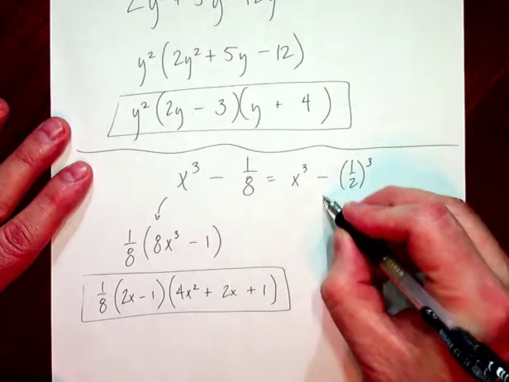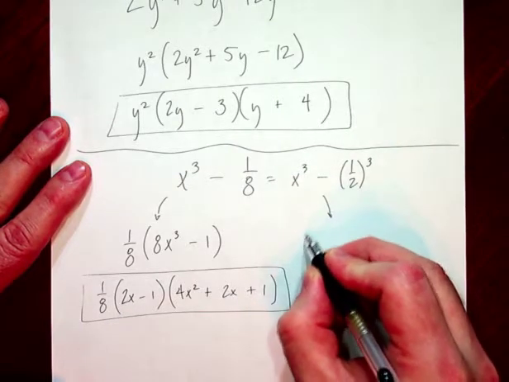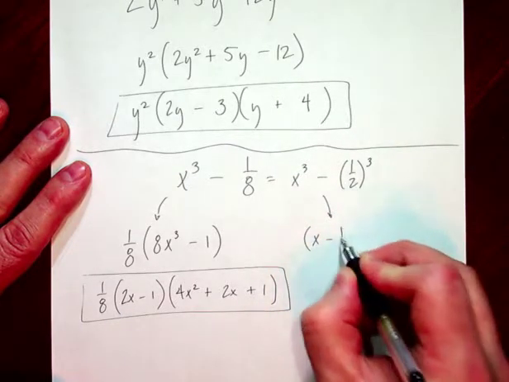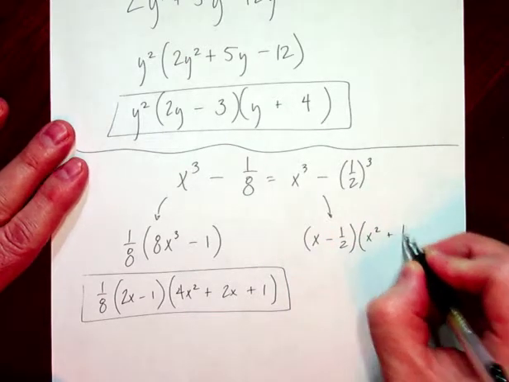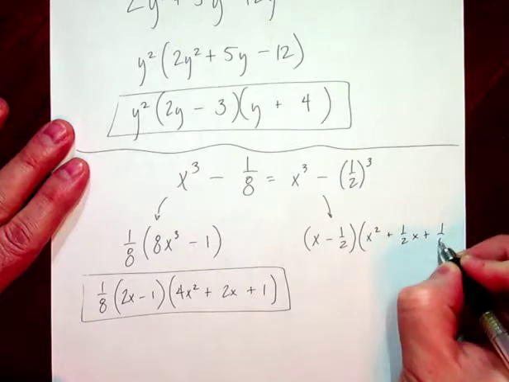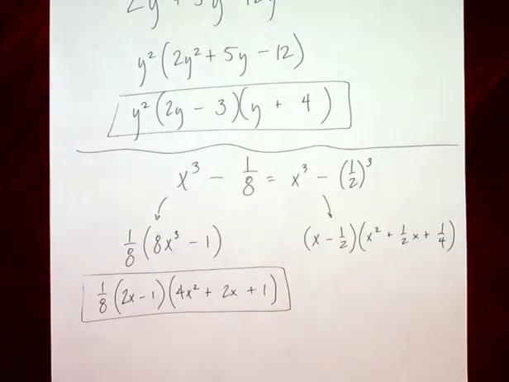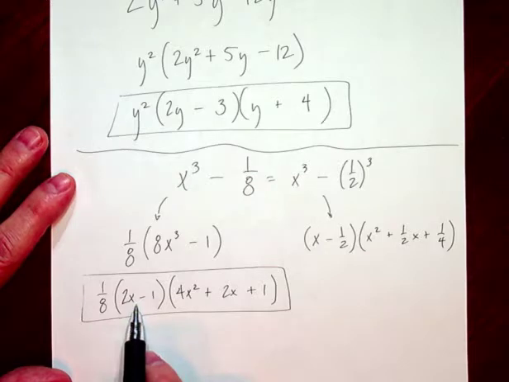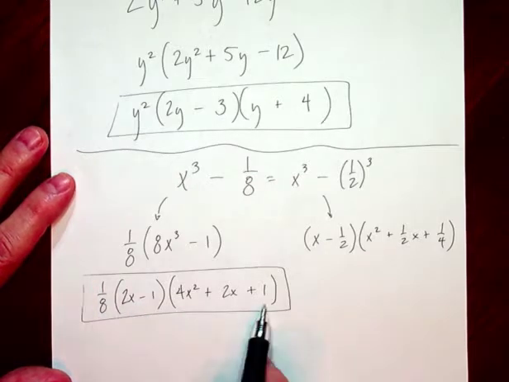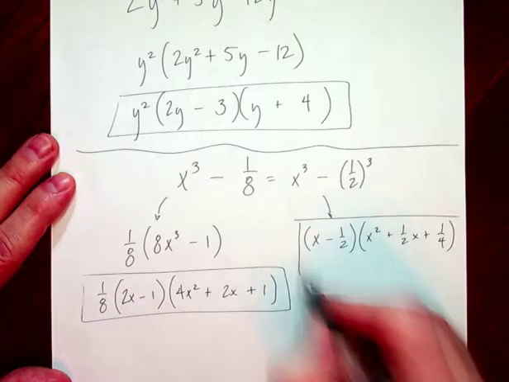Now, if you chose to do it this way instead, you would simply get x minus 1/2, and then x squared plus 1/2 x plus 1/4. And here's the thing, that is exactly the same thing. If you were to take 1/2 of this and multiply it by this and take the remaining 1/4 and multiply it by this, this is what you would get.